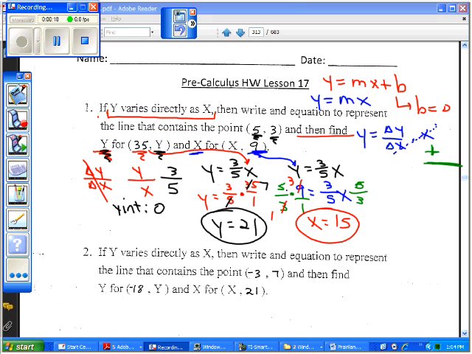Any questions on number 1? Direct variation. In direct variation, we have a linear equation with a y-intercept of 0. Given that situation, we only need 1 point to get our slope, and the slope is the y over x of that 1 point. To solve from there, we just plugged into that equation that we created with that slope. Any questions on number 1? Okay.